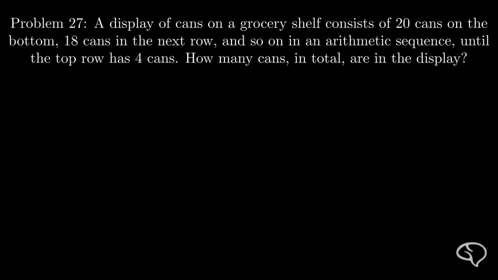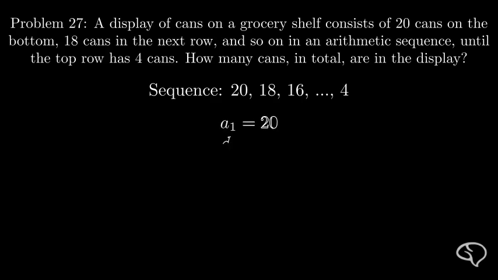This problem is asking for the total number of cans, which means we need to find the sum of an arithmetic sequence. The sequence of cans per row is 20, 18, 16, and so on, until the last term is 4. Let's identify our knowns. The first term, a sub 1, is 20. The common difference, d, is 18 minus 20, which is minus 2. The last term, a sub n, is 4. So, a sub 1 is 20, d is minus 2, and a sub n is 4.